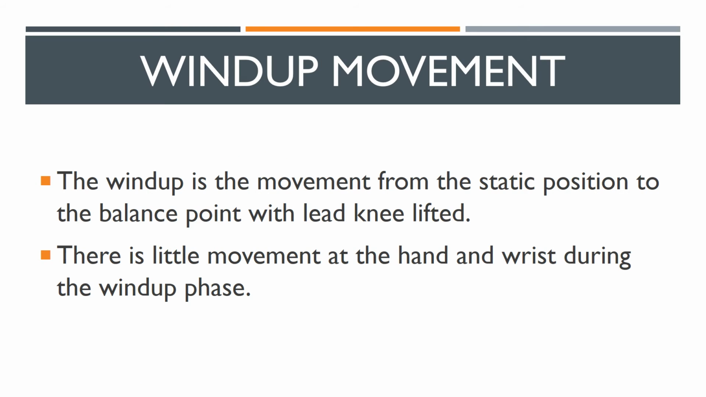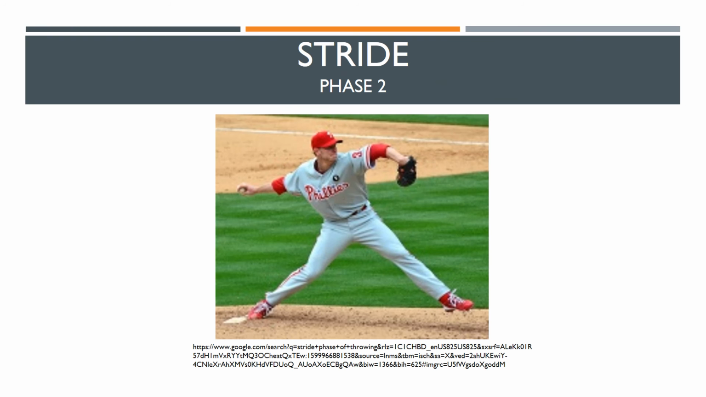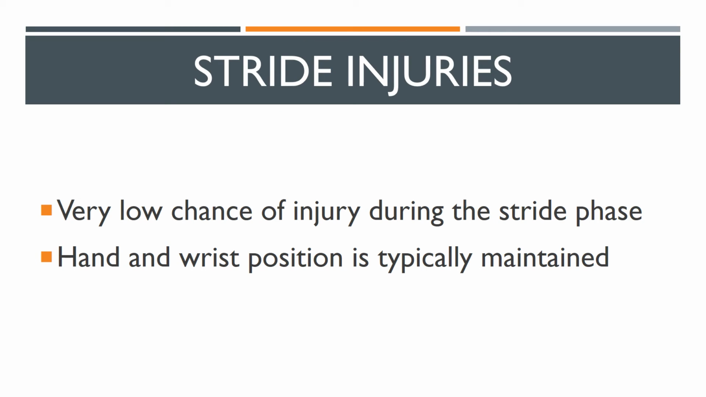The wind-up movement is the movement from the static position to the balance point with the lead knee lifted. There is little movement at the hand and wrist during this phase. The second phase is the stride phase. There's also a very low chance of injury during the stride phase.